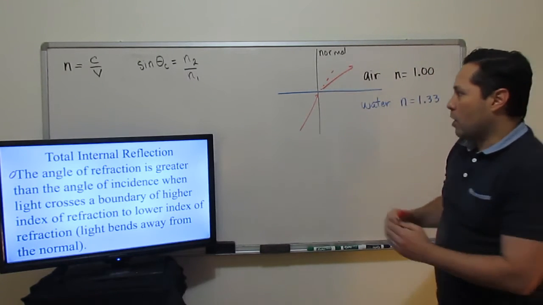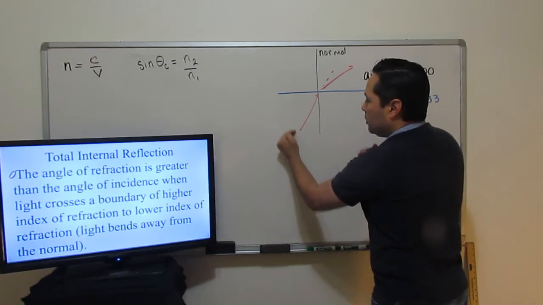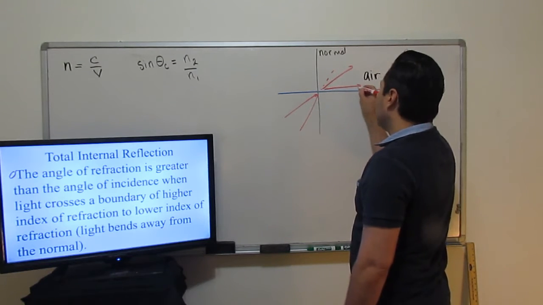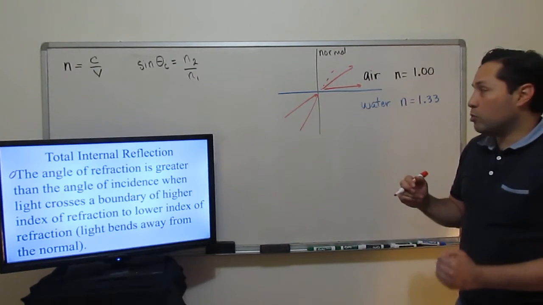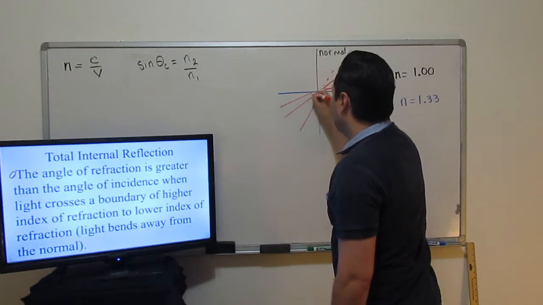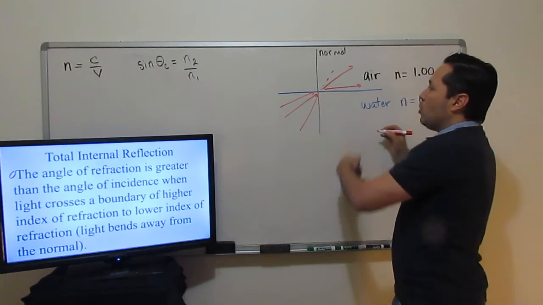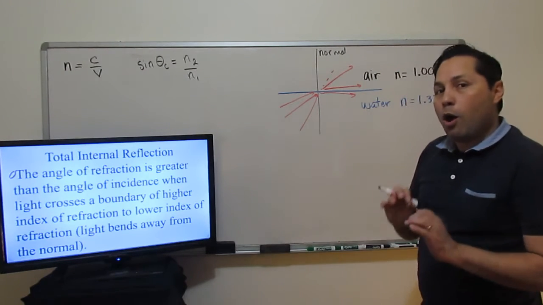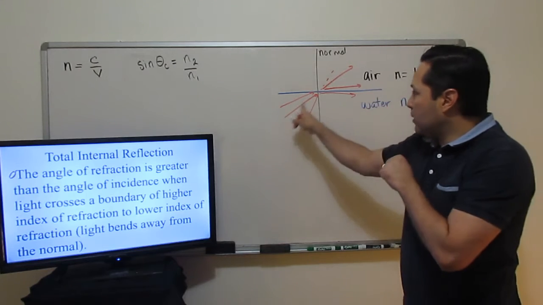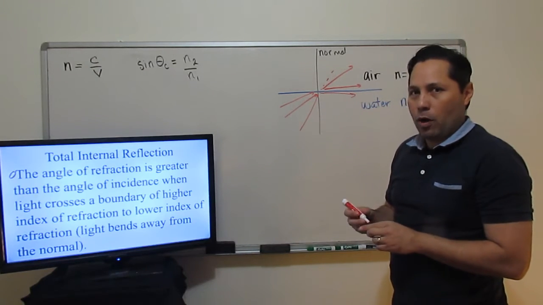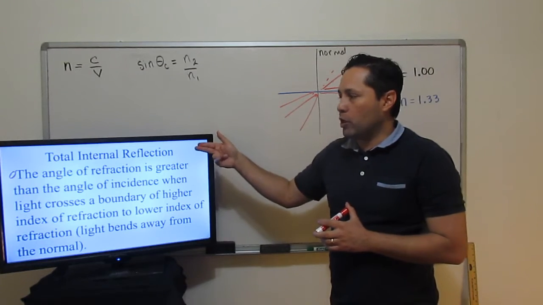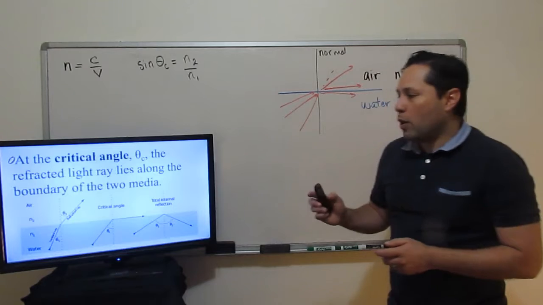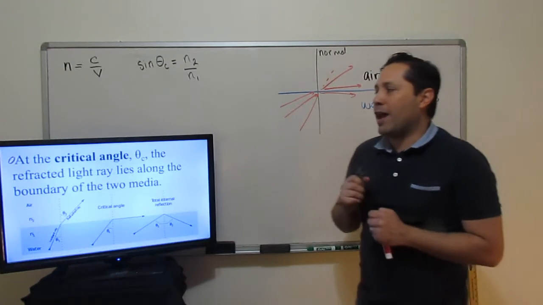But let's continue. What if your angle is a little more shallow? Well, the light would bend again. But what if the angle were even more shallow than that? At that point, it still bends away from the normal, but it will no longer come out of the water. It will stay inside of the water. All the light, even though you're pointing it at the surface, will stay inside of the water. What is that called? That is called total internal reflection. The light does not come out. At what angle does that happen? That's where the critical angle comes in.